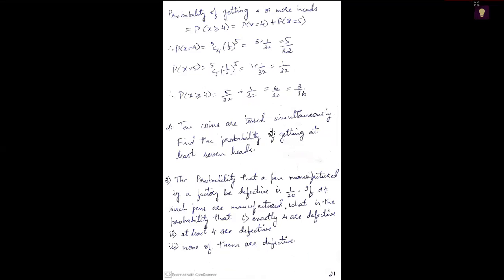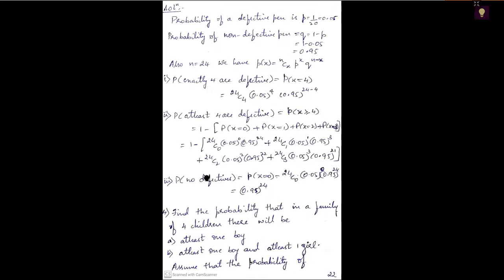Now P of at least 4 are defective. At least 4 means minimum is 4. So 4 and more. Remember what is at least and at most. At least 4 means minimum is 4, so that means 4 or more. When I say at most 4, it means maximum is 4, 4 and less. So P of X greater than or equal to 4 is nothing but 1 minus these values: P of X is equal to 0, X is equal to 1, X is equal to 2, X is equal to 3. The probability of no defectives is this one, that means probability of X is equal to 0.